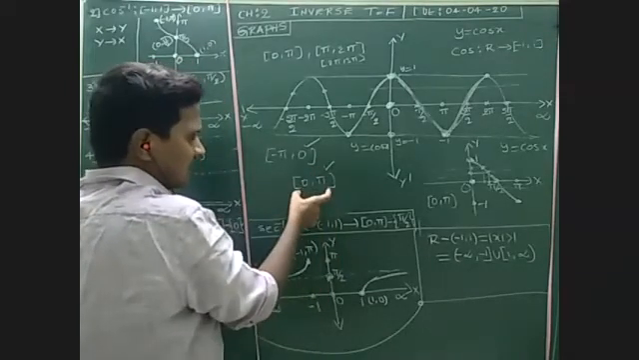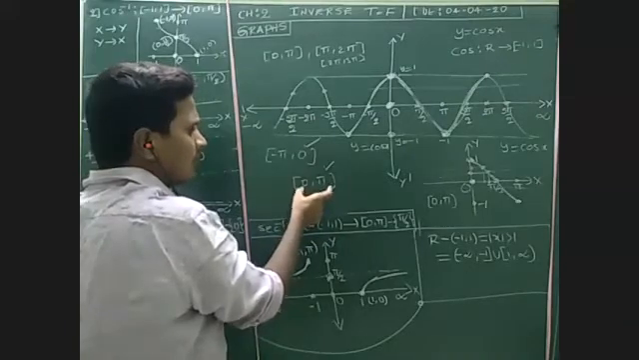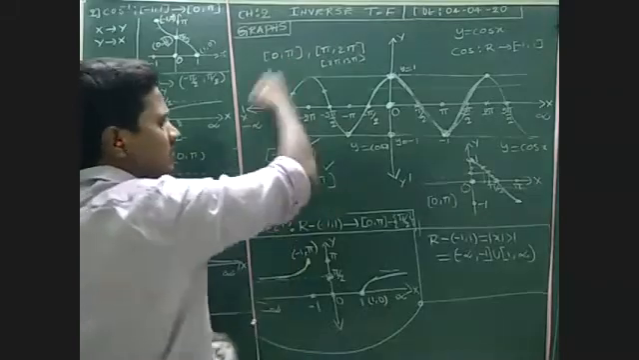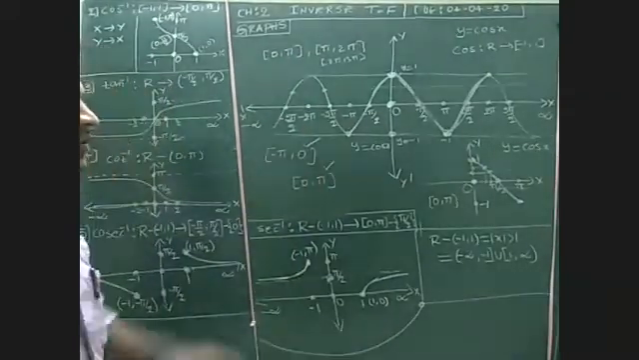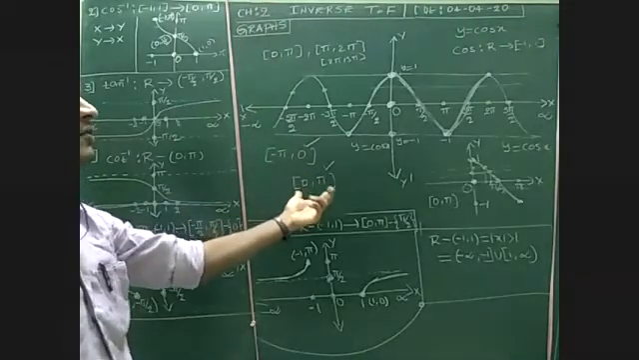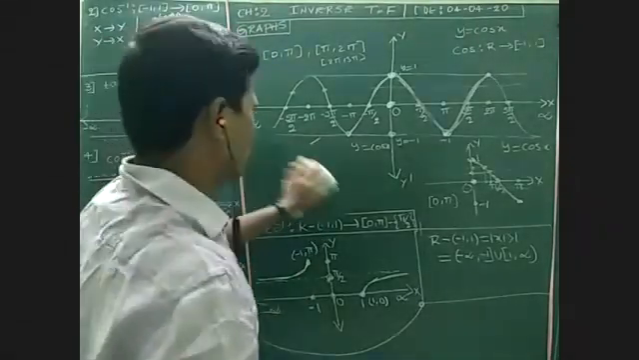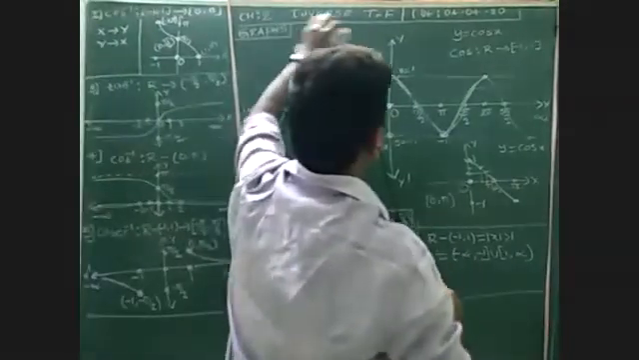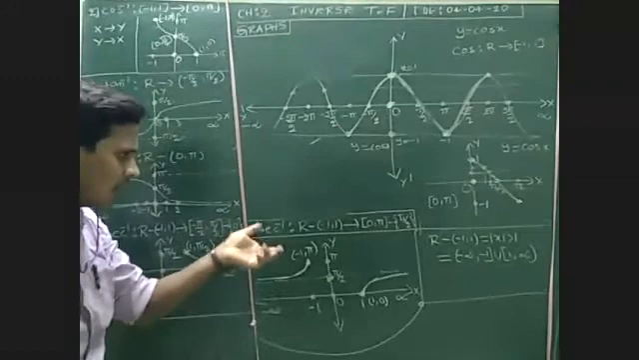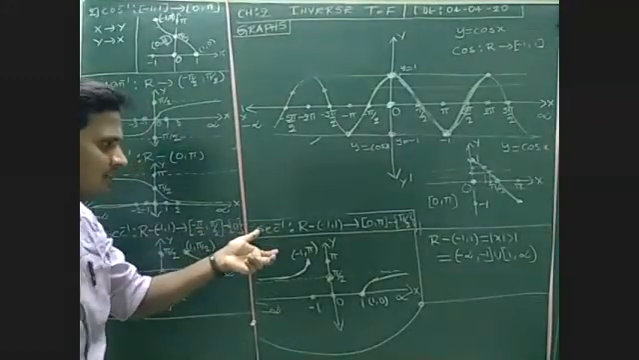This interval is called principal value branch. This range is called principal value branch. Among these values, you can take any one of the intervals. I am choosing 0 to π as a principal value branch. Right. So, if I understood this cos x, I'm going to discuss immediately secant inverse.